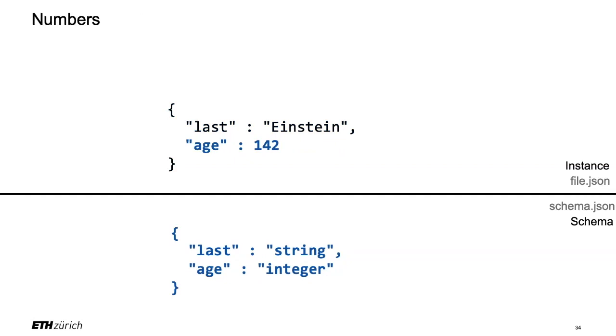Then I can use integers. For example, I can say last is a string and age is an integer, and then the document on top, you see age 142, that's an integer, so it's technically fine. It would also be valid with quotes because all it checks is for the lexical space. Remember the lexical space I told you about? It is a 1, a 4, and a 2. That's fine. You can parse that as an integer, so it's accepted. Okay.